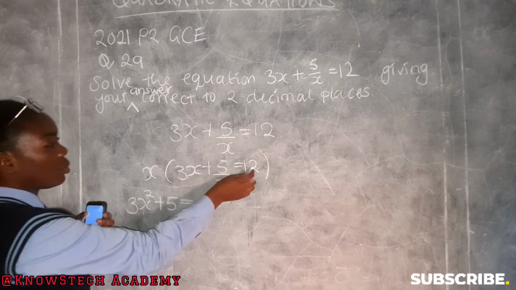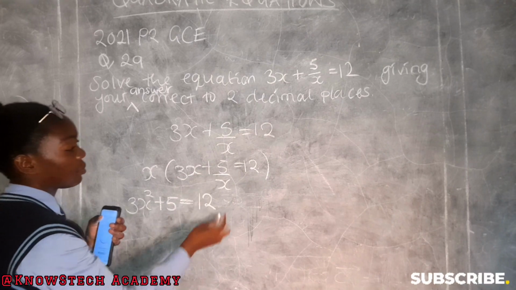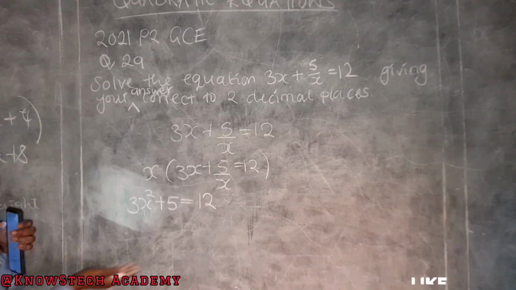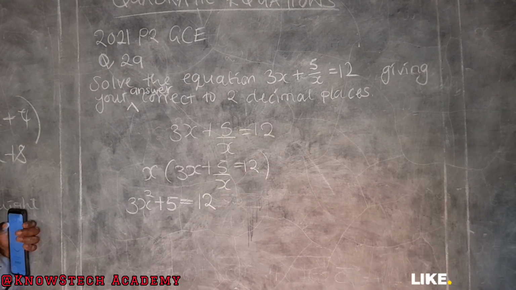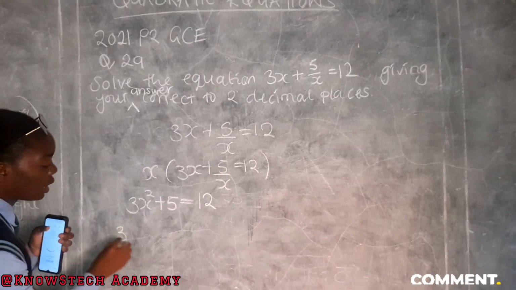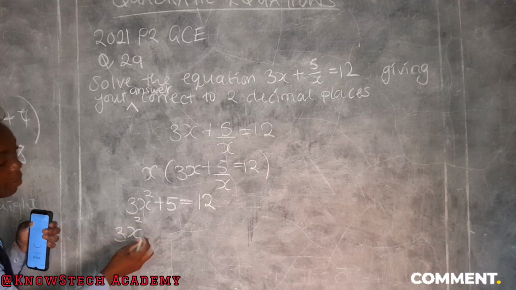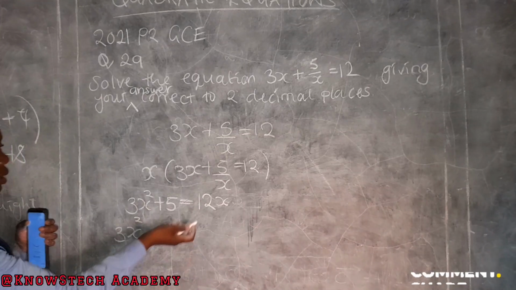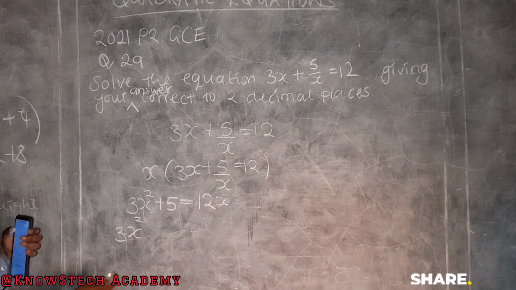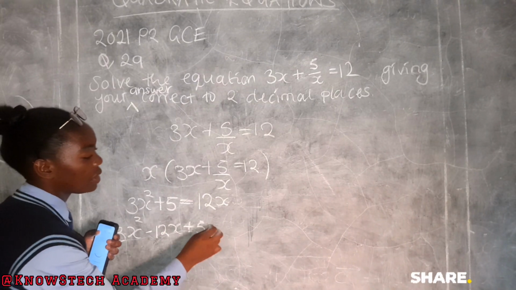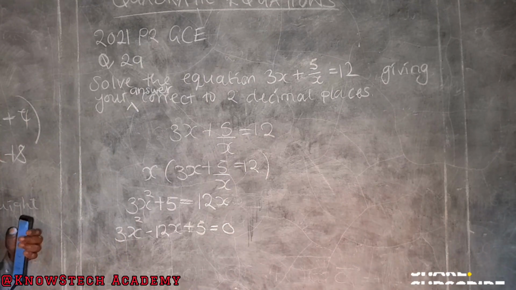Then x times 12, which is going to be 12x. So it's linear, but then the answer we found here has to be put properly. So we're going to write it down in its order. So it's going to be 3x squared. Then remember here, we're going to write down our 12x, and when it crosses the equal sign, it's going to be negative 12x plus 5, which is equal to 0. So our equation is linear.